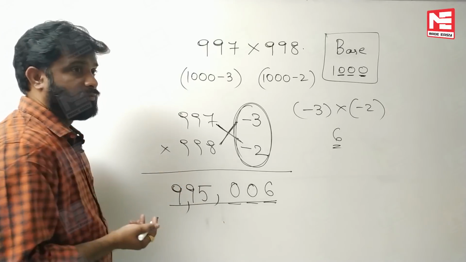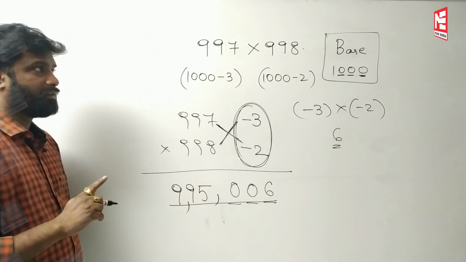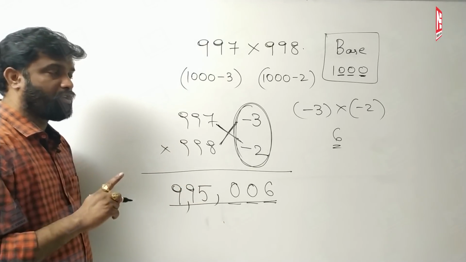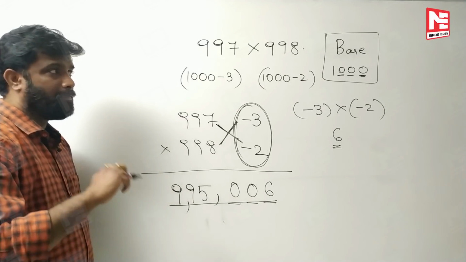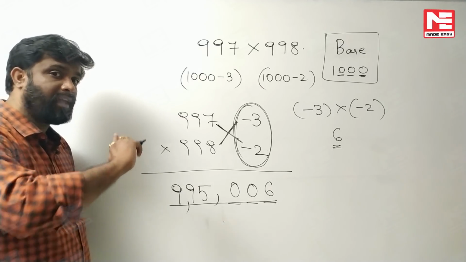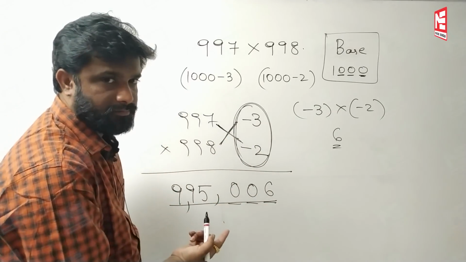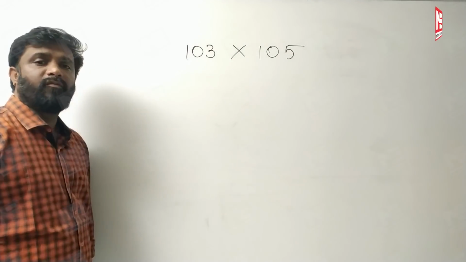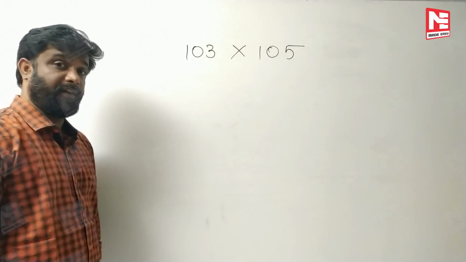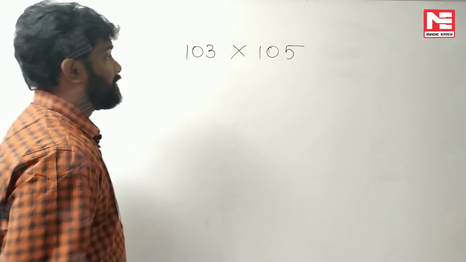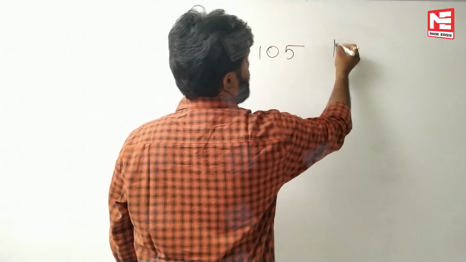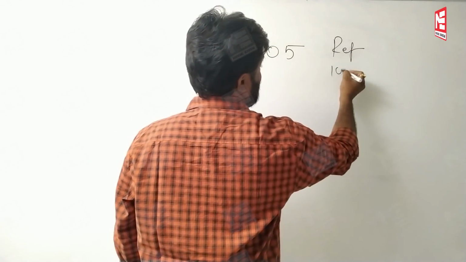Now, my dear friends, we will go for another example. This time I will not go for the 1000 domain. This time I will go for the 100 domain. But the difference is both the numbers will be in the higher neighborhood. Another example, right, that we will be discussing now. Friends, this time we are going for 103 into 105. And you know very well, my dear friends, the reference number is 100, because these two numbers are in the neighborhood of 100.